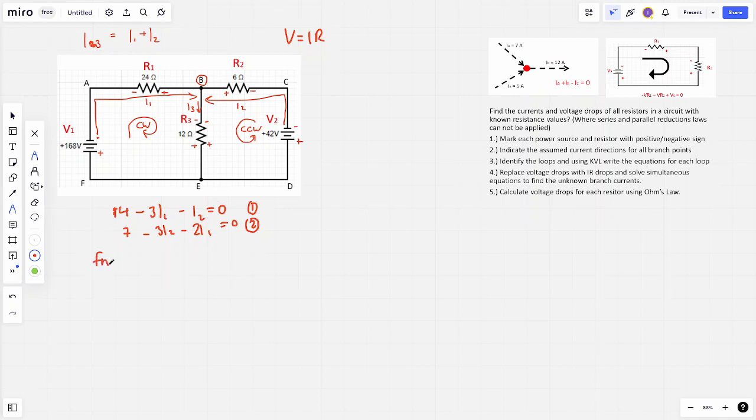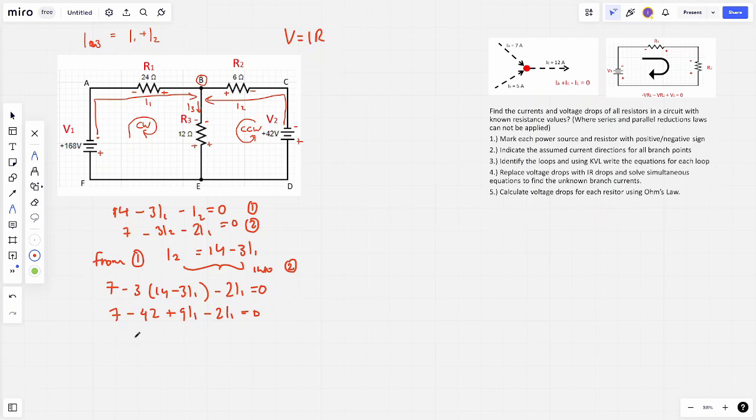So what I'm going to say is, from equation 1 we can say that I2, by bringing it to the other side, is equal to 14 minus 3 I1. Then I'm going to say, let's substitute this 14 minus 3 I1 into equation 2. So therefore we get 7 minus 3(14 minus 3 I1) minus 2 I1 is equal to 0. If we expand that through, we get 7 minus 42 plus 9 I1 minus 2 I1 is equal to 0. If we clean that through, what we get is minus 35 plus 7 I1 is equal to 0.